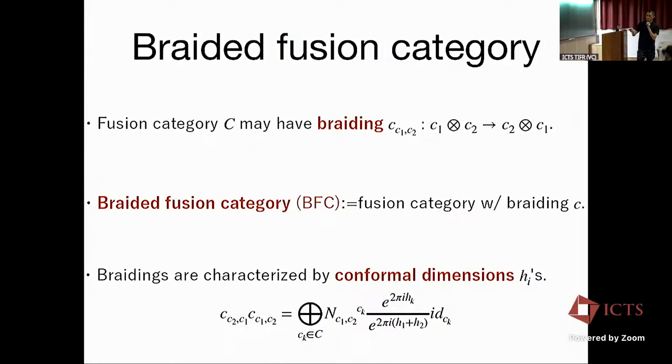And one example is this. So if you take braiding twice, the order becomes the original one, and it simplifies. And then the formula is given by this. And N_{C1 C2}^{Ck} counts the number of simple objects Ck in this fusion C1 times C2. And this id_{Ck} is the identity morphism at Ck. And this h1, h2, hk are conformal dimensions. So in this way, these conformal dimensions characterize braidings.